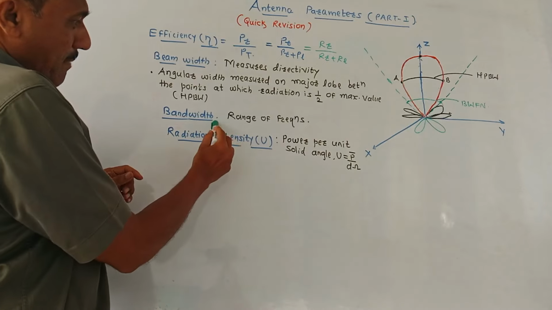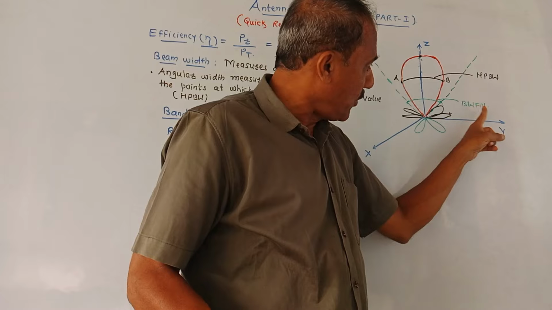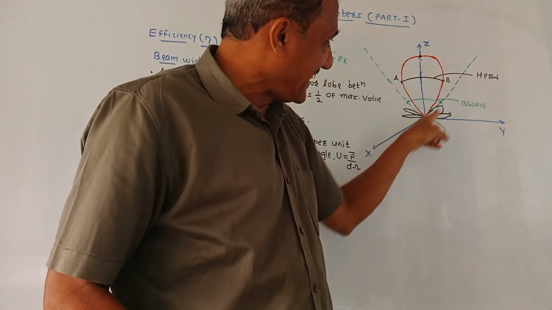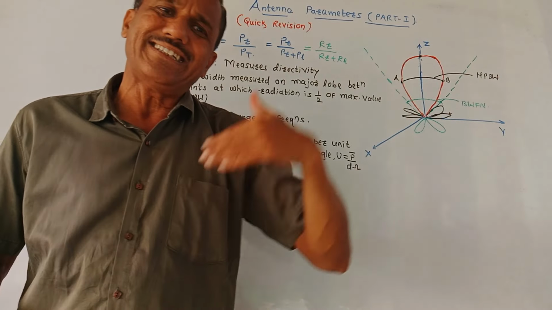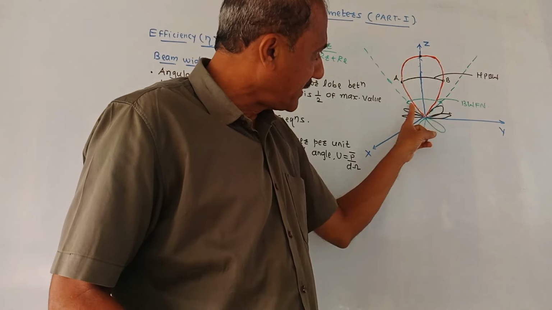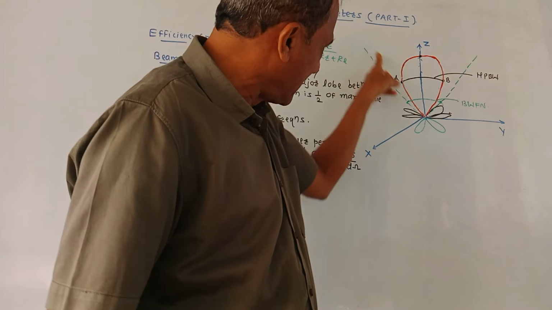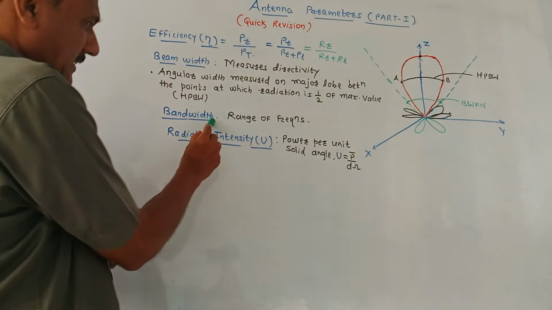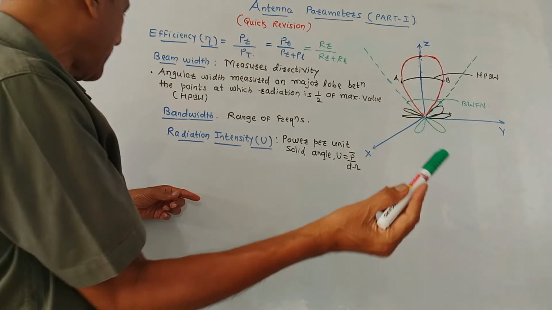Next is bandwidth. It is a range of frequencies. One more thing, I have shown in this diagram BWFN. These dotted lines indicate the directions at which you are getting zero output, that is null output. So the angular width between these 2 points is the beam width between first nulls. These are the null positions. Next is the bandwidth. It is the range of frequencies over which a particular antenna operates.